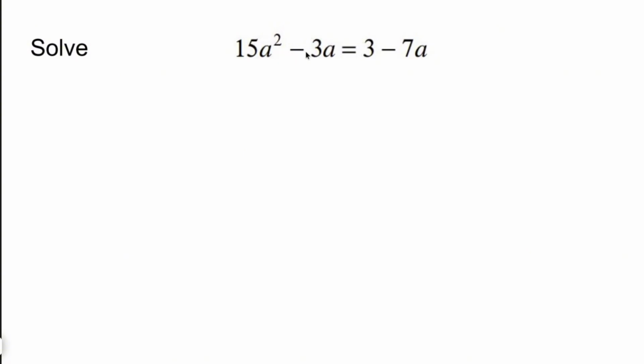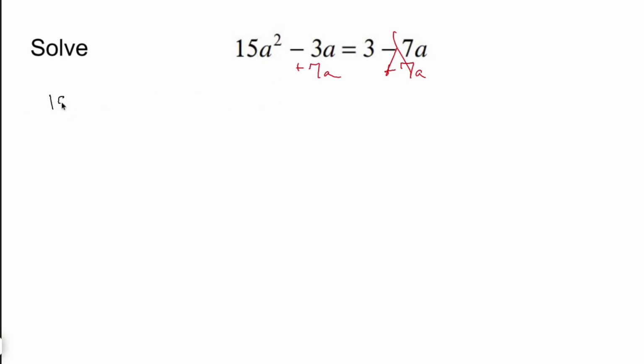Solve 15a squared minus 3a equals 3 minus 7a. Well, in order to solve this type of quadratic, we need to move everything to one side of the equal sign and set it equal to 0. Then factor. So, let's add 7a to both sides. Add 7a to both sides. Let's scooch all this stuff over here.